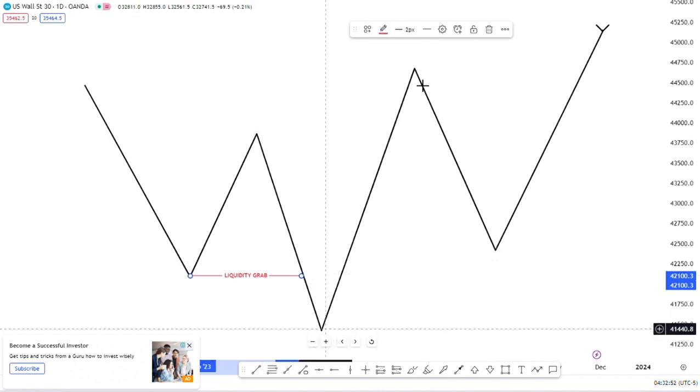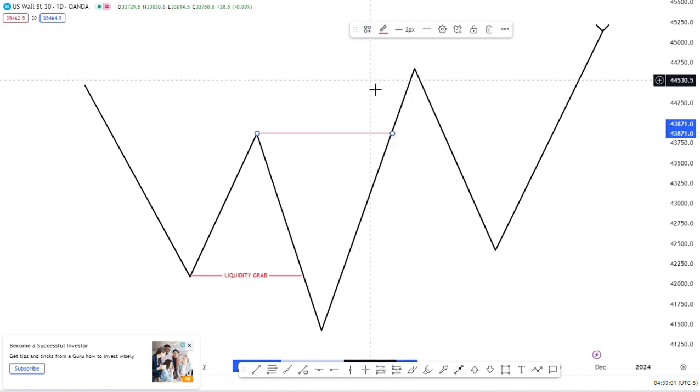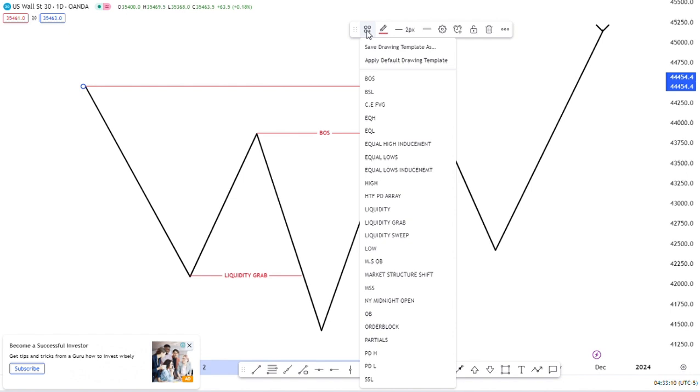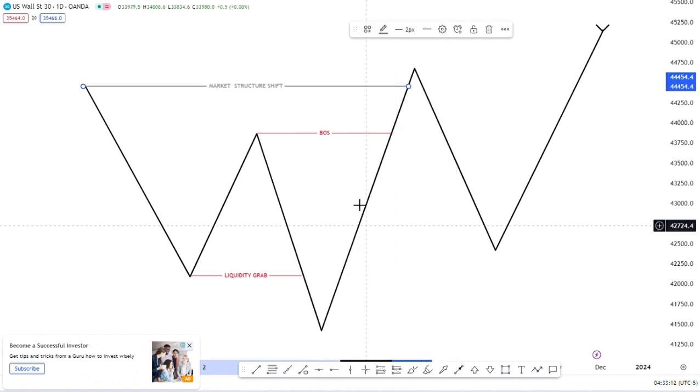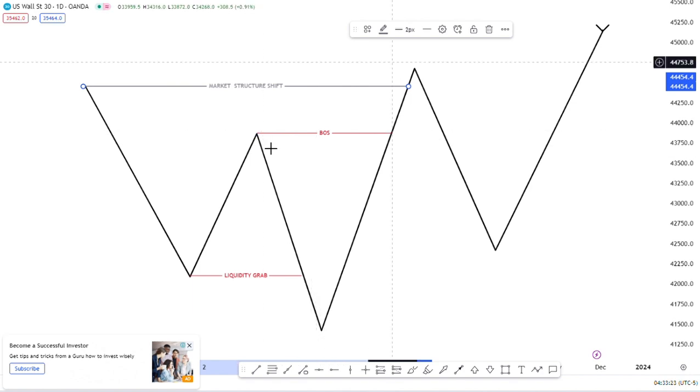Then the market pushes on to break this structure, breaking this high here. When this high is broken, we call this a break of structure, and we have a change in market structure, a market structure shift. So what we know is we have a grab of liquidity by breaking this low, the market makes a low, then comes and makes a lower low, breaking this liquidity. Then the market makes a high, breaking this high here. This market structure shift signals to us that the market is ready to go up. So a breaker block is something.